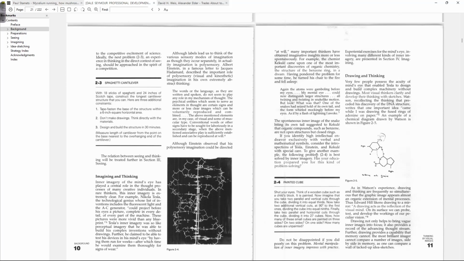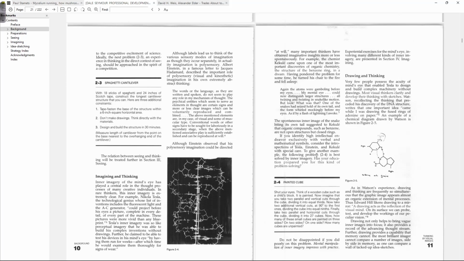Many important thinkers have obtained imaginative insights more or less spontaneously. For example, the chemist Kekule came upon one of the most important discoveries of organic chemistry, the structure of the benzene ring, in a dream. Having pondered the problem for some time, he turned his chair to the fire and fell asleep. Again, quote, again, the atoms were gamboling before my eyes, my mental eye. I could not distinguish larger structures, all twining and twisting in snake-like motion.